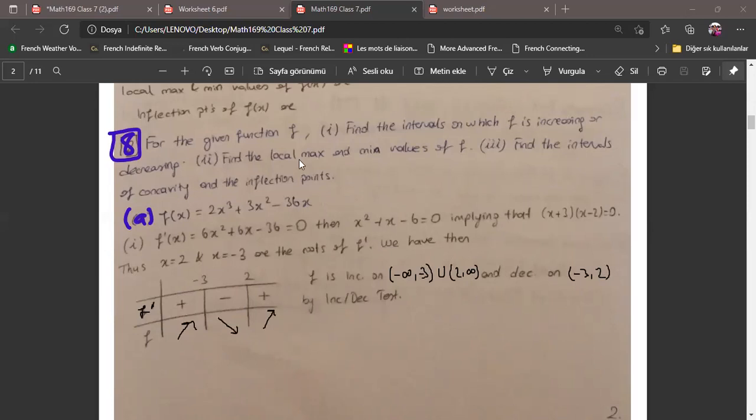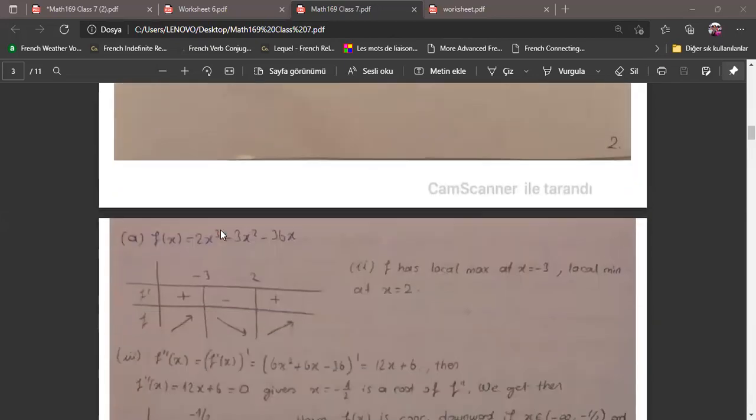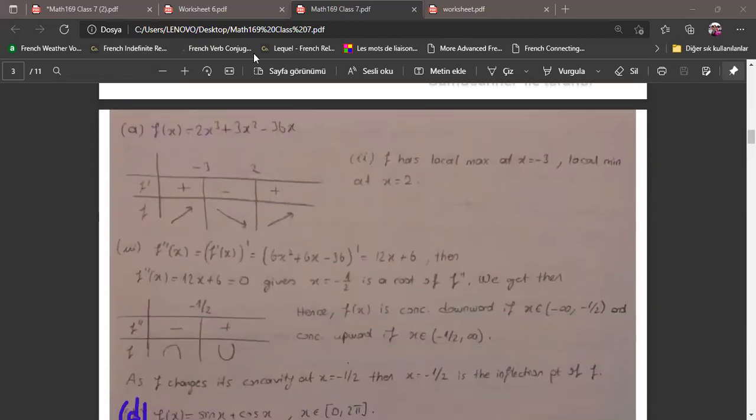Now we can also see from here that it has local maximum here and minimum here, right? Okay, now what about concavity? Okay, we said that already. It has local max here, at x equals -3, and minimum at x equals 2.